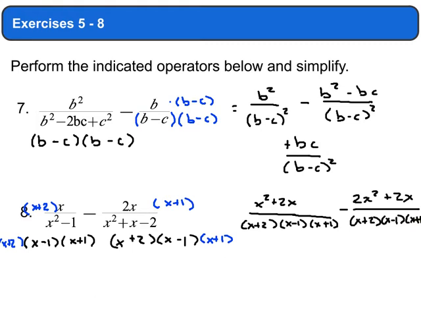So now when we subtract, we have a common denominator. So, right, 1x squared minus 2x squared is negative x squared. 2x minus 2x is 0. So this is the only thing that's in my numerator. Let's clean that up. Right, negative x squared. And then we have an x plus 2, x minus 1, and then an x plus 1 as my denominator.